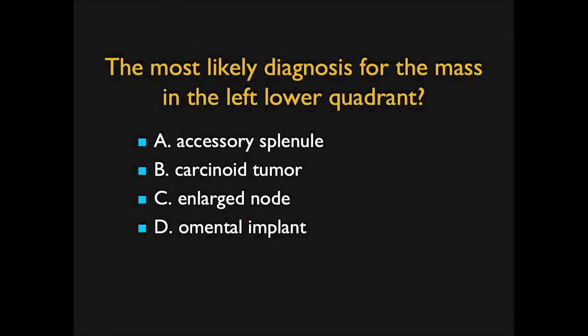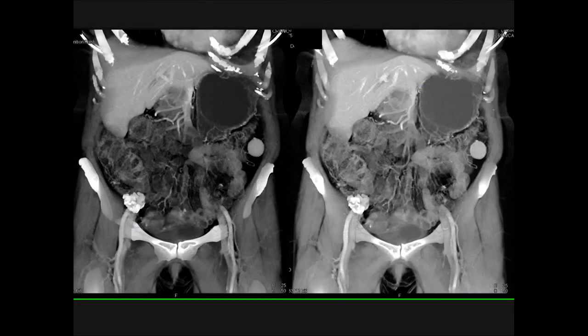What's the most likely diagnosis for this mass in the left lower quadrant? When you look at it, it's round, it's enhancing, and I know it would be easier if you had the whole data set, but in case you didn't notice, there's no spleen. I've shown you MIP images and volume rendering, and you would see a spleen if there was one. There isn't a spleen present.